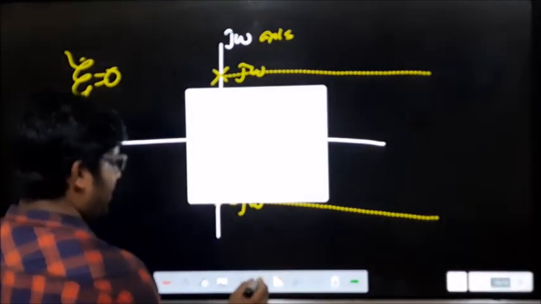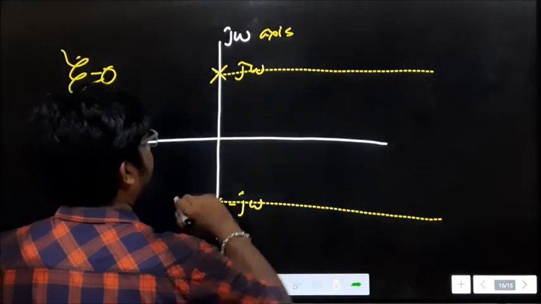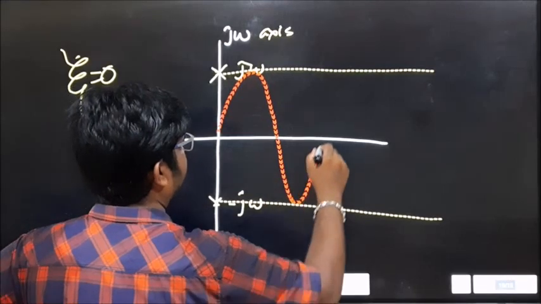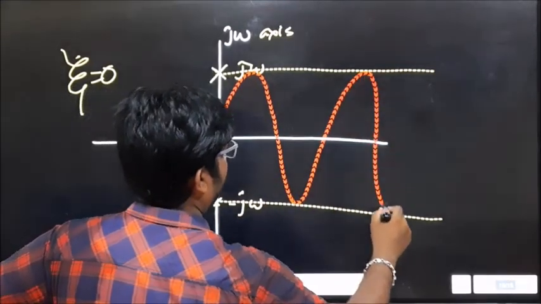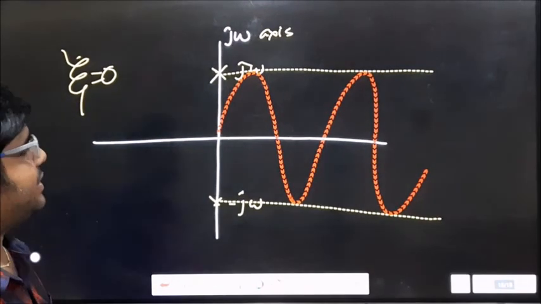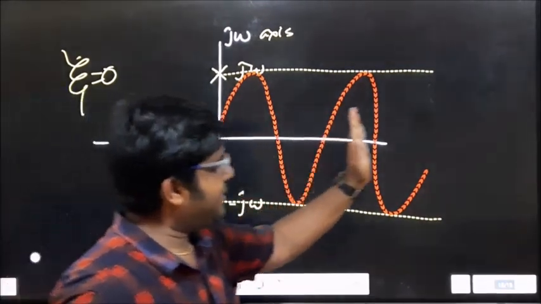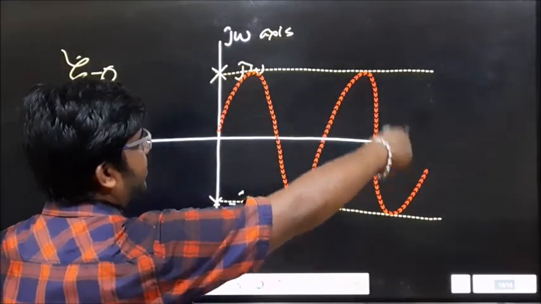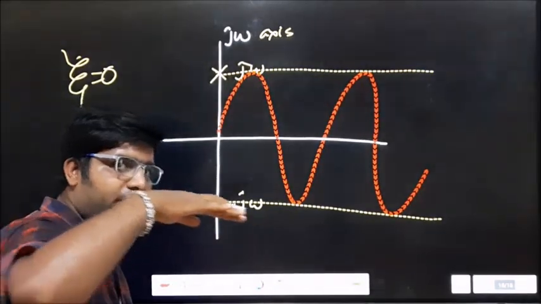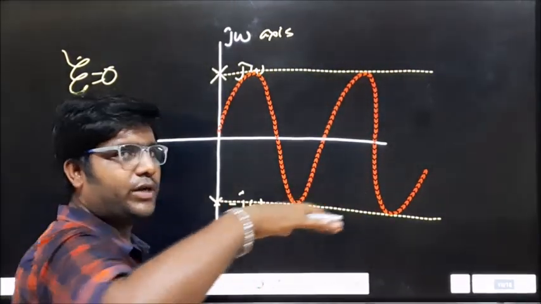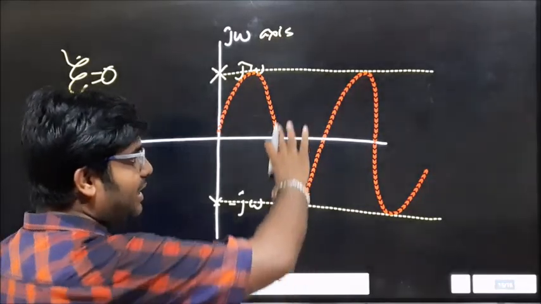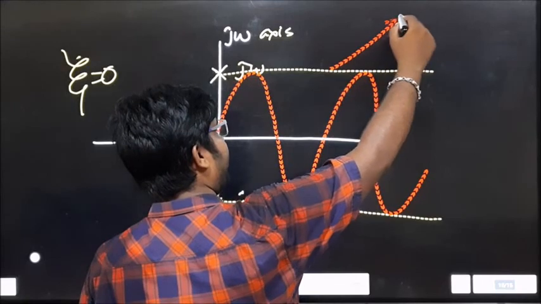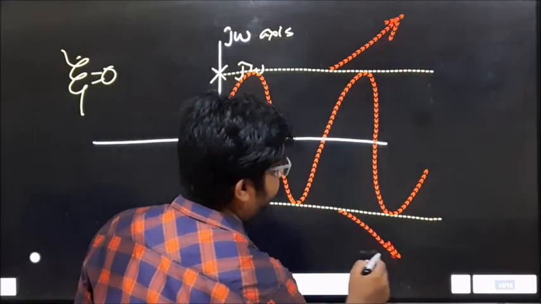So your system will oscillate in between these two lines. Okay, so you can clearly say that when time tends to infinity, the oscillation will be in this format. There should not be any constant value. That means when time tends to infinity, the oscillation remains as it is, but the oscillation will not go beyond this line and also not go beyond this line.